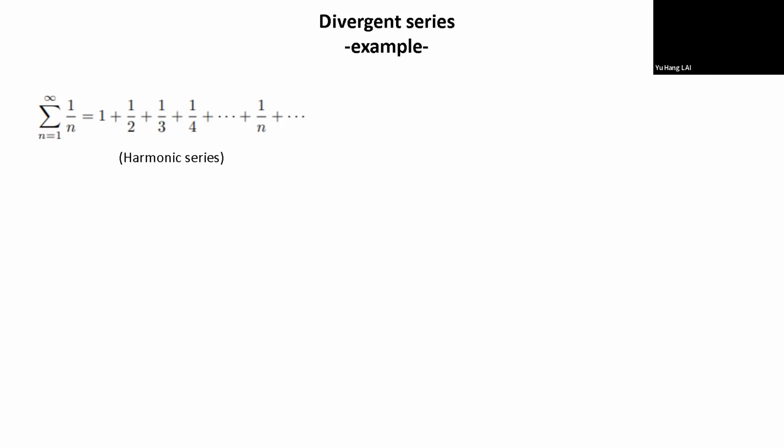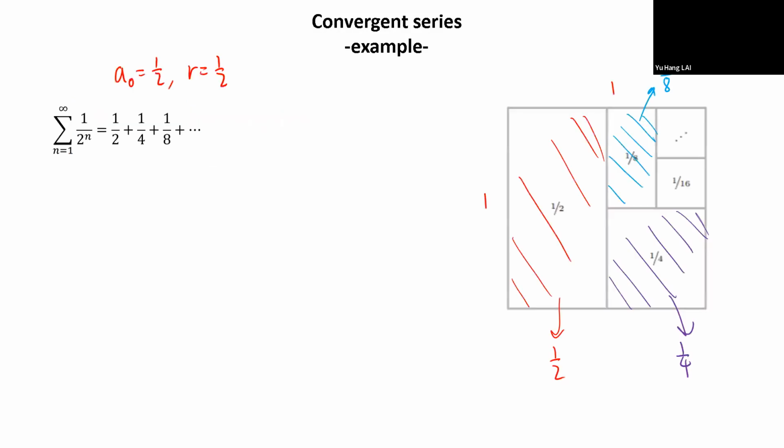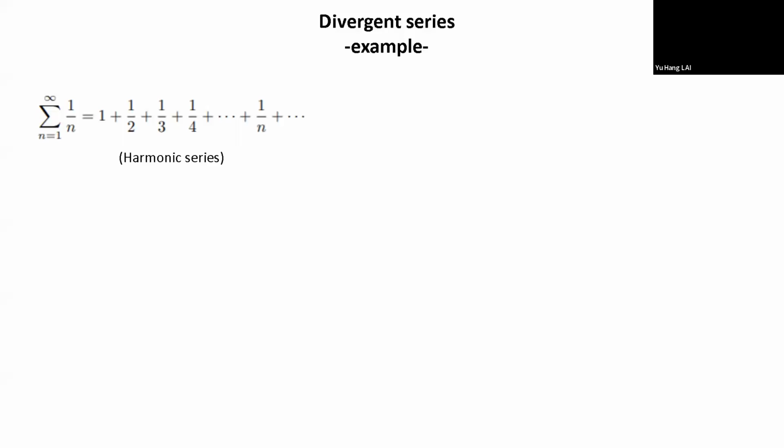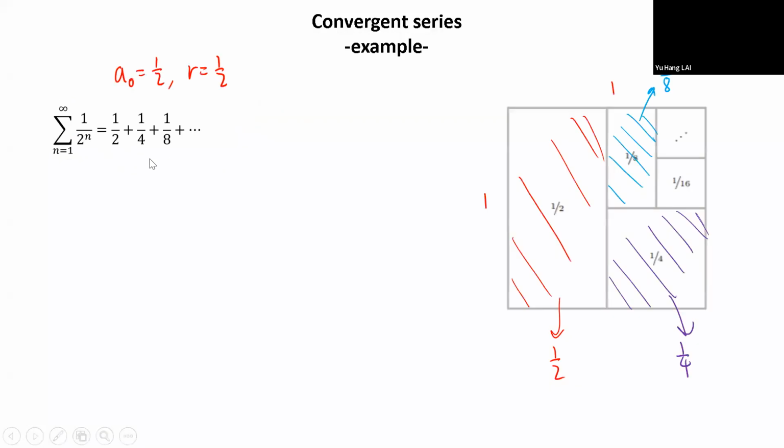What is the similarity between this case and the previous case is that each term is smaller than the previous term. That's the similarity. We can see that the decreasing trend in this case is much slower than in the previous case.